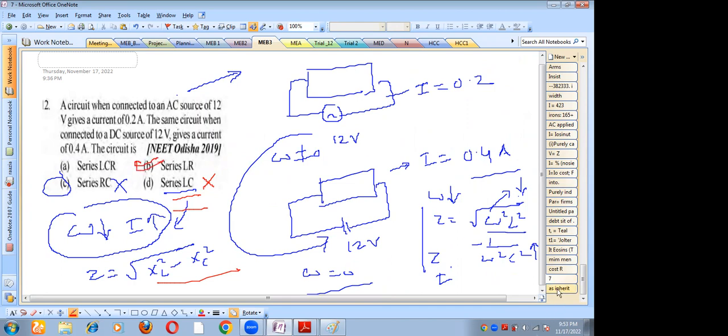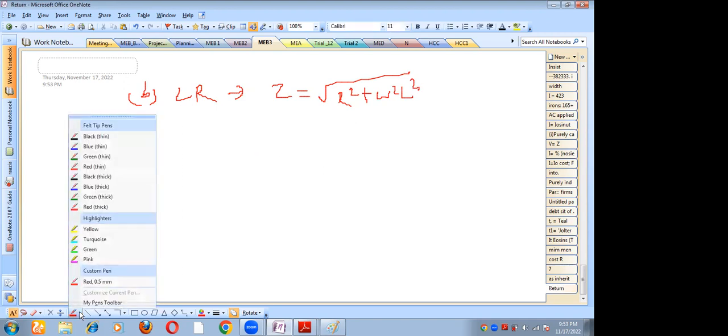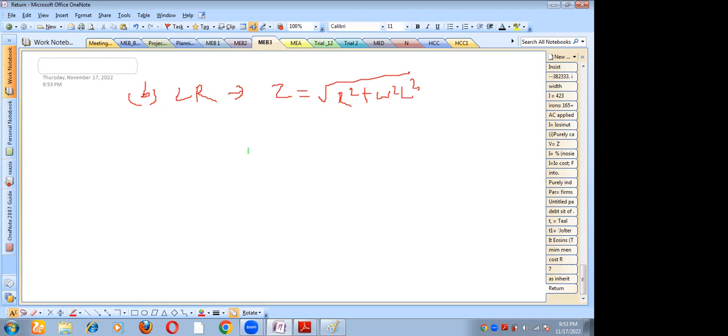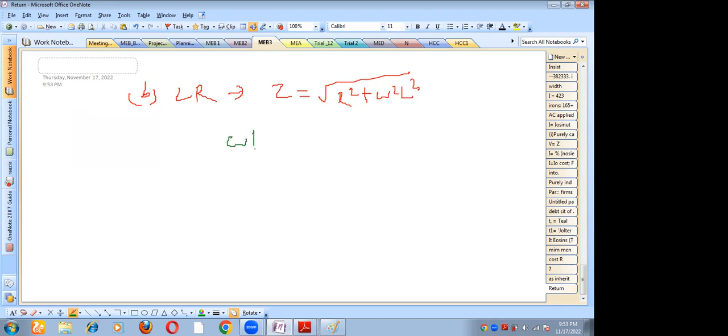We can also check it. If we have option B, we have LR circuit, right? In LR circuit, we know that the impedance is R square plus omega square L square. And in the given situation, omega is decreasing. If omega decreases, Z will decrease. It means current will increase. Got it? Correct answer, yes, sir.